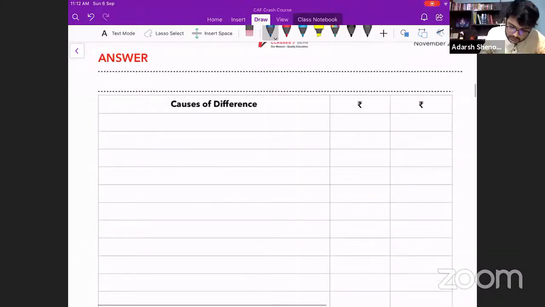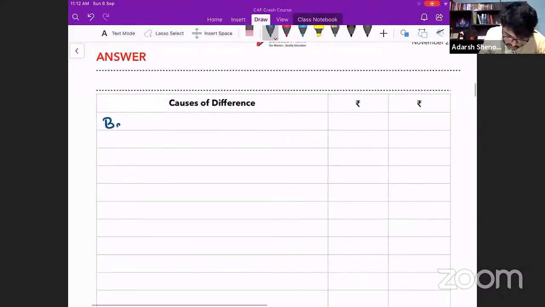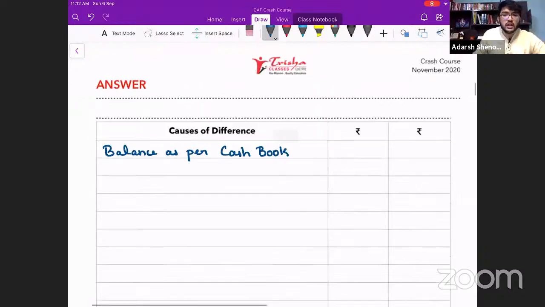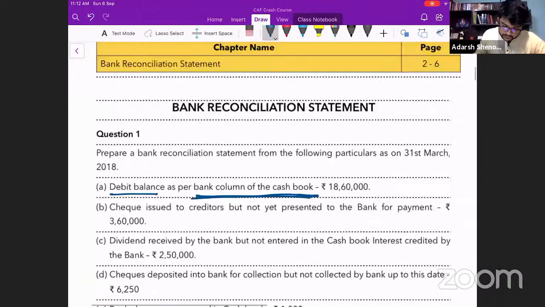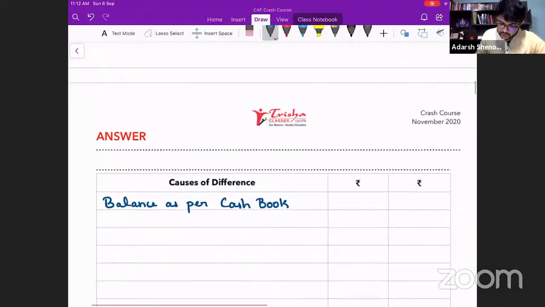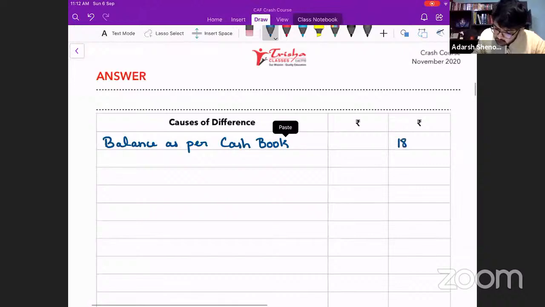We will write that. Balance as per cash book is given. Cash book bank column is given. How much is the balance? 18,60,000.